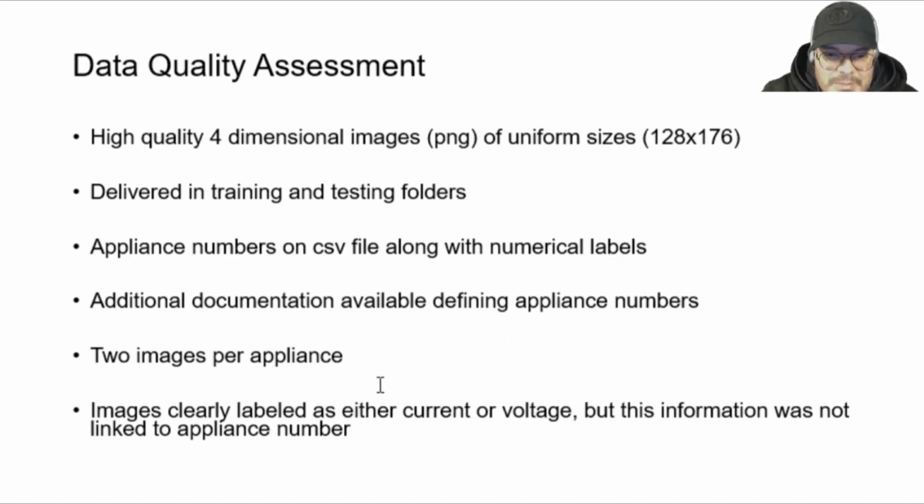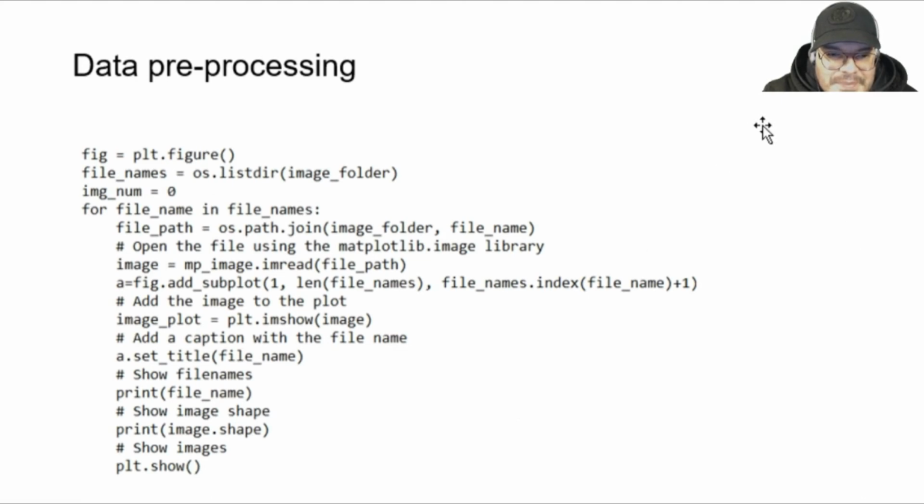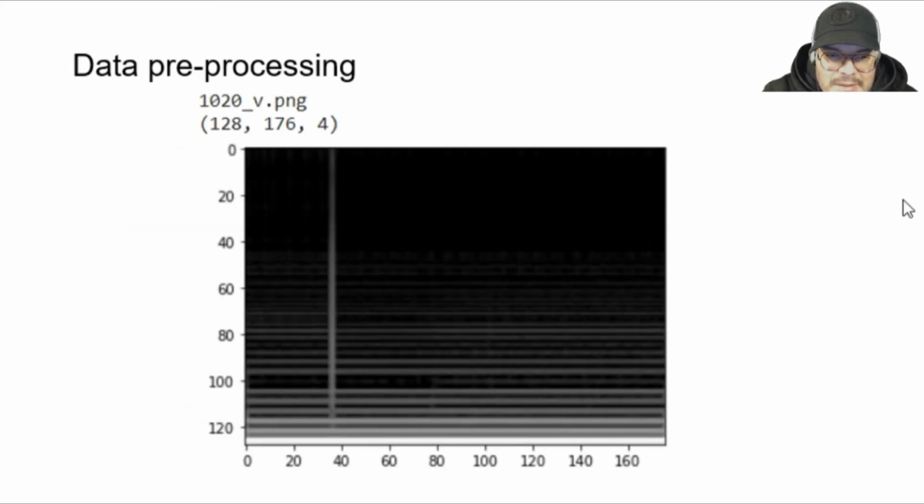2 images per appliance, as we discussed earlier, voltage and current. But the appliance numbers, we're not linking those two together, the current and the voltage. So we could use pandas to be able to do that. So you guys saw the data, basically the visualization of the images. That's what they look like.